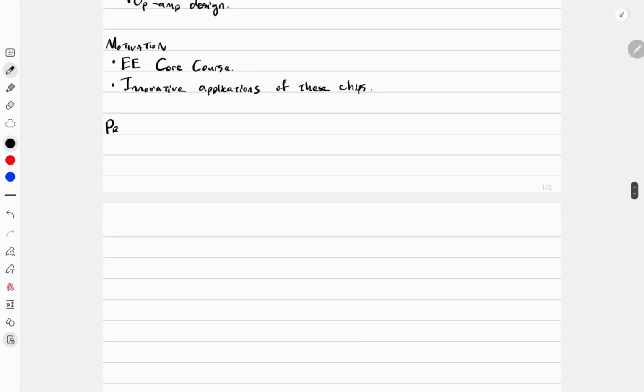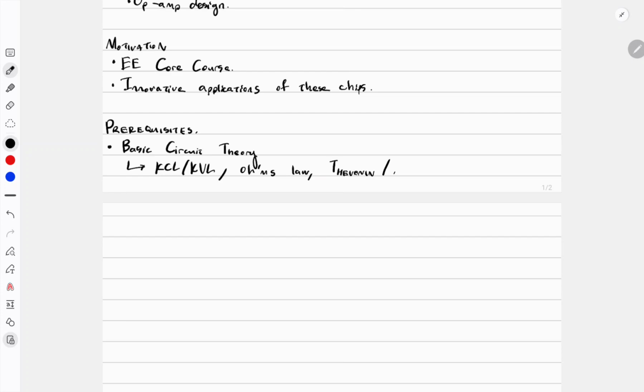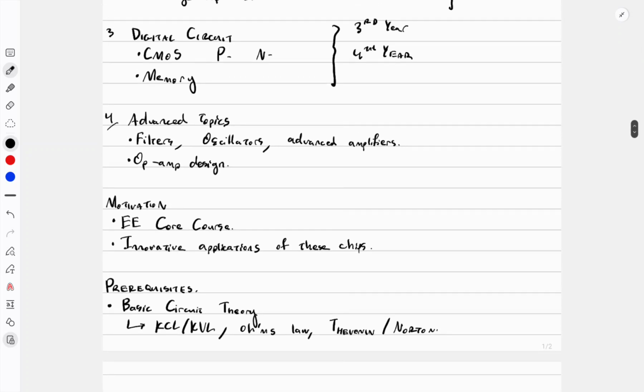And what do we need to learn about these different topics? Well, there are some prerequisites that we need. You need to know basic circuit theory. You need to know KCL and KVL, Ohm's law, and the Thevenin and Norton theorems. Basic network analysis is probably a good prerequisite for this course.